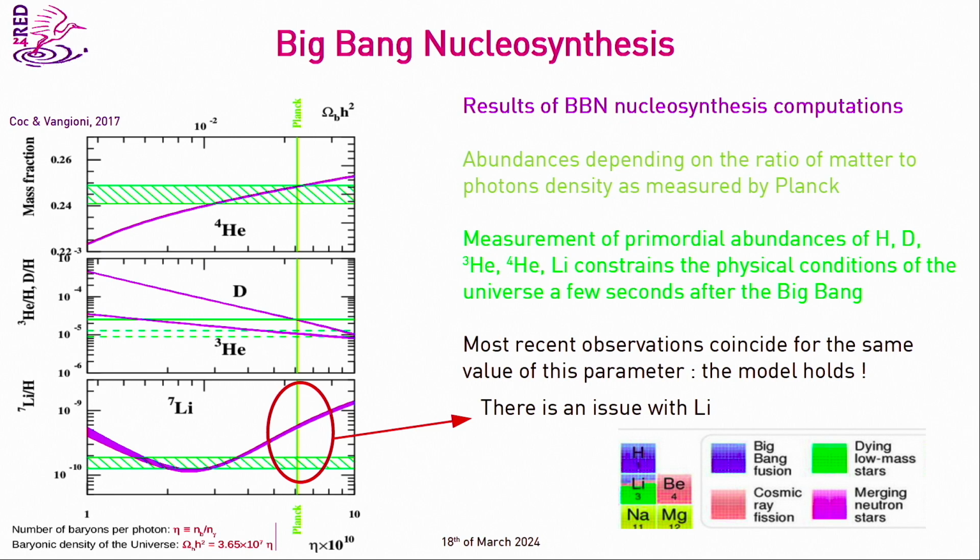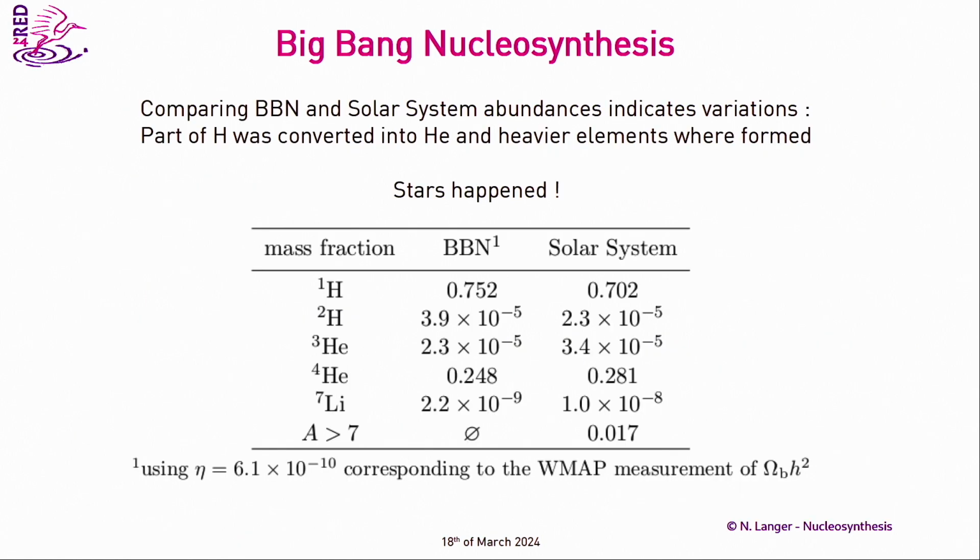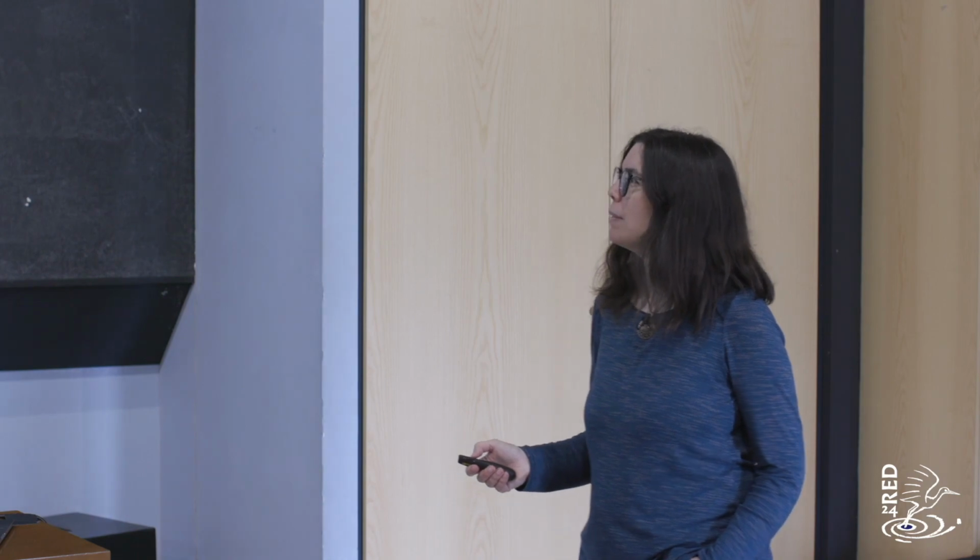here in this view graph, before we go to nucleosynthesis again and stellar one, when we compare Big Bang nucleosynthesis abundances to solar system abundances, we have variations. In particular, you see that part of the hydrogen has been destroyed. It's been converted into helium. And part of helium, which is here, has also been modified or transferred or served to synthesize the metals, the heavier elements.